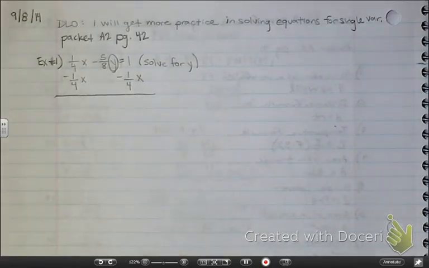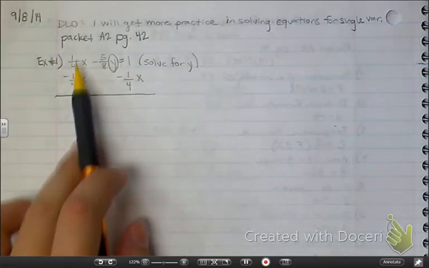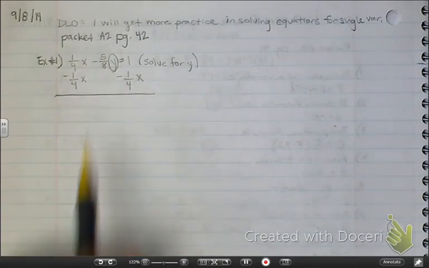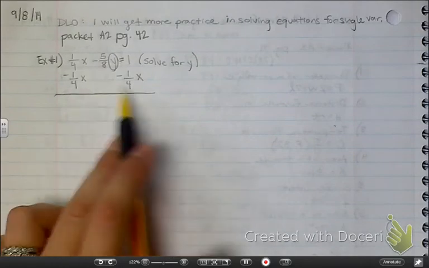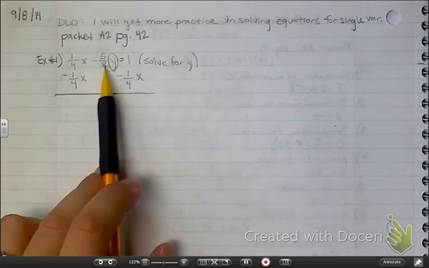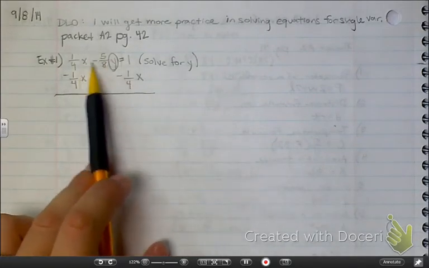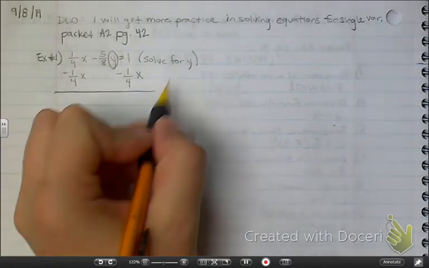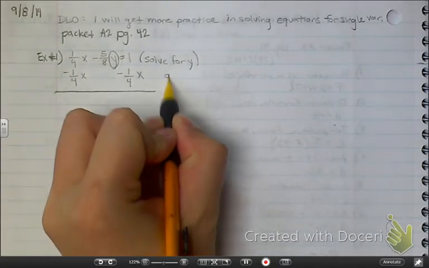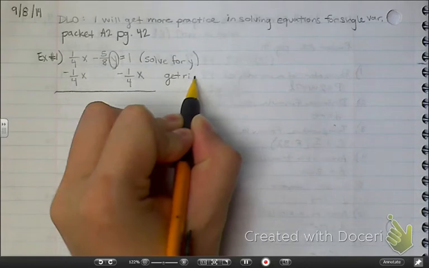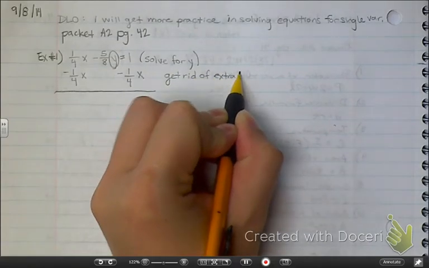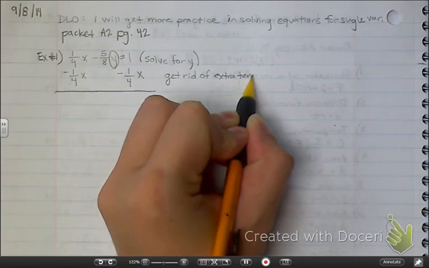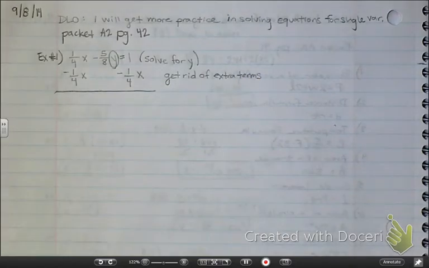Now let's make sure that we're all clear on what step that was. So we were getting rid of the 1/4 x term. So that was the subtraction property of equality. The reason is because I want to isolate my negative 5/8 y. So let's write over here, get rid of extra terms.